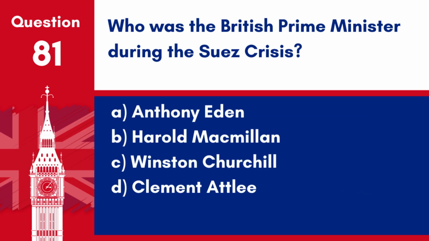Question 81. Who was the British Prime Minister during the Suez Crisis? A. Anthony Eden. B. Harold Macmillan. C. Winston Churchill. D. Clement Attlee. Answer A. Anthony Eden. Anthony Eden was the British Prime Minister during the Suez Crisis in 1956, a pivotal event that highlighted the limits of Britain's post-war power and led to his resignation.